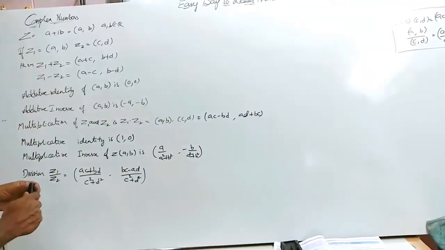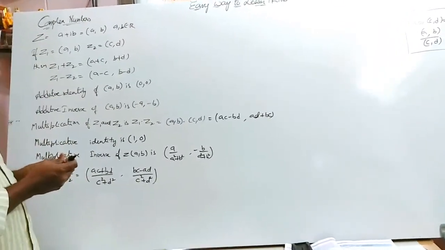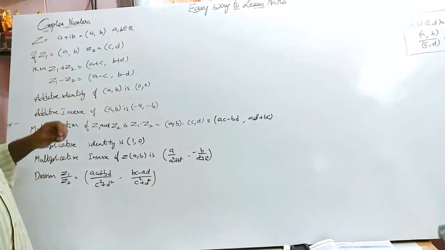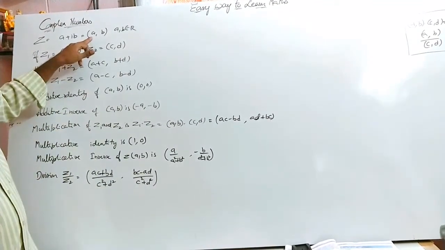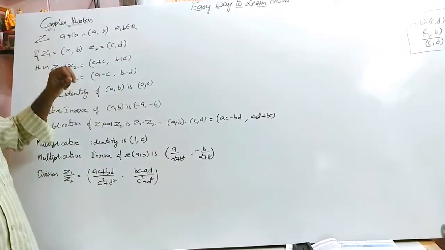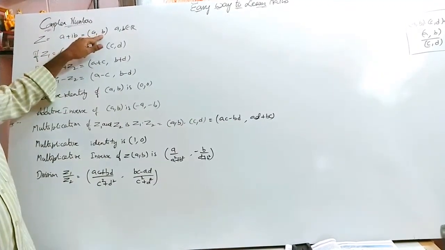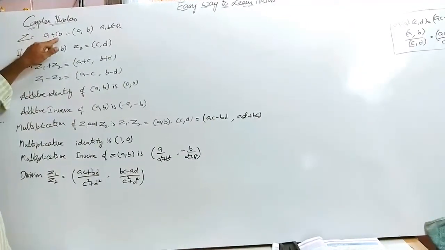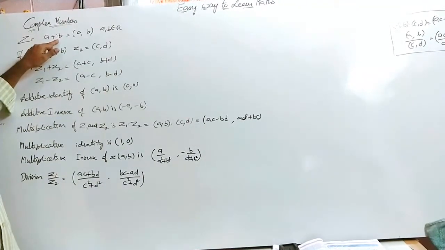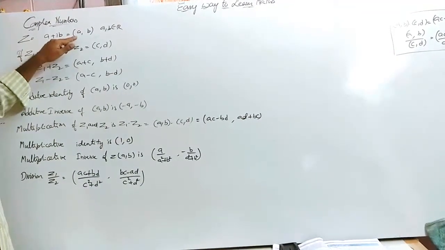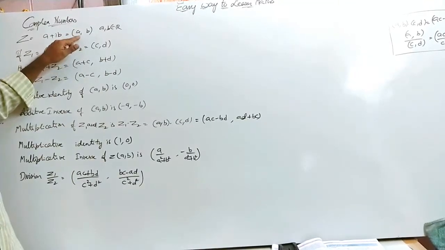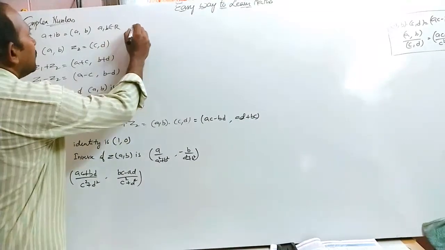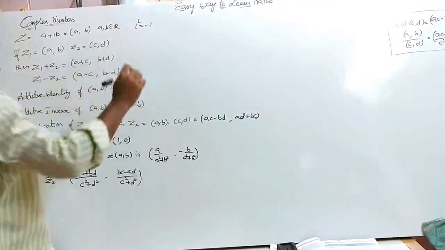Here, z equal to a plus ib is a complex number which can also be written as an ordered pair (a, b). Here, a is the real part and b is the imaginary part. Z equal to a plus ib is a complex number, or in this case it is represented by the ordered pair (a, b), where a, b belong to R, and where i square is equal to minus 1.